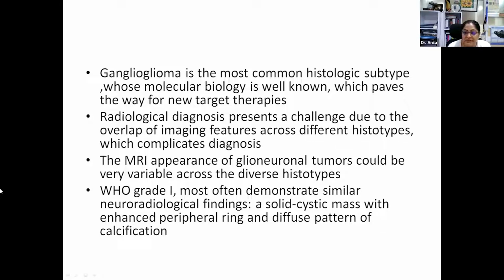Ganglioglioma is the most common histological subtype in these tumors, and the molecular biology is well known, and it paves the way for the new targeted therapies. The radiological diagnosis presents a challenge due to the overlap of imaging features across different histotypes, which complicates diagnosis because all the tumors are cystic and solid. So only their areas would differ, but otherwise they are mostly cystic with a solid nodule. The MRI appearance of the glioneuronal tumors could be very variable across the diverse histotypes, usually grade 1, and they most often demonstrate the neuroradiological findings of a solid cystic mass with enhanced peripheral ring and diffuse pattern of calcification.